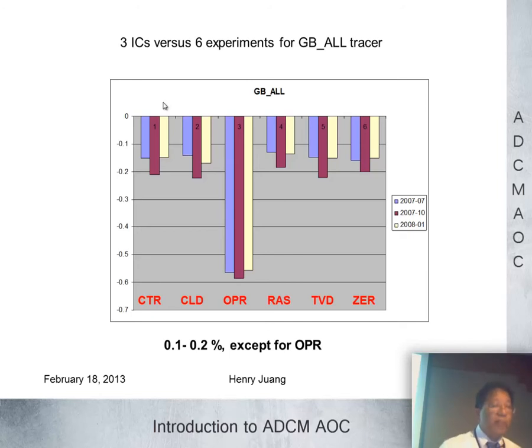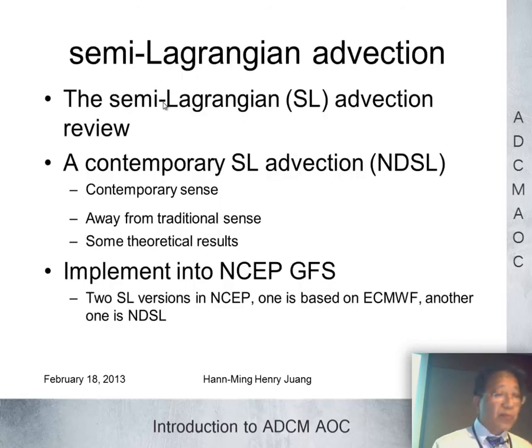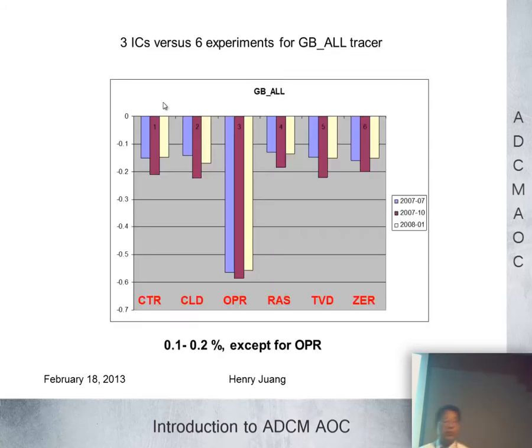And this shows you another result that comes from the errors group. They want to look at whether the model mass conservation is correct. No matter how we do, the operational one is much worse than using the new model. Okay, any question for this first one? Yes.